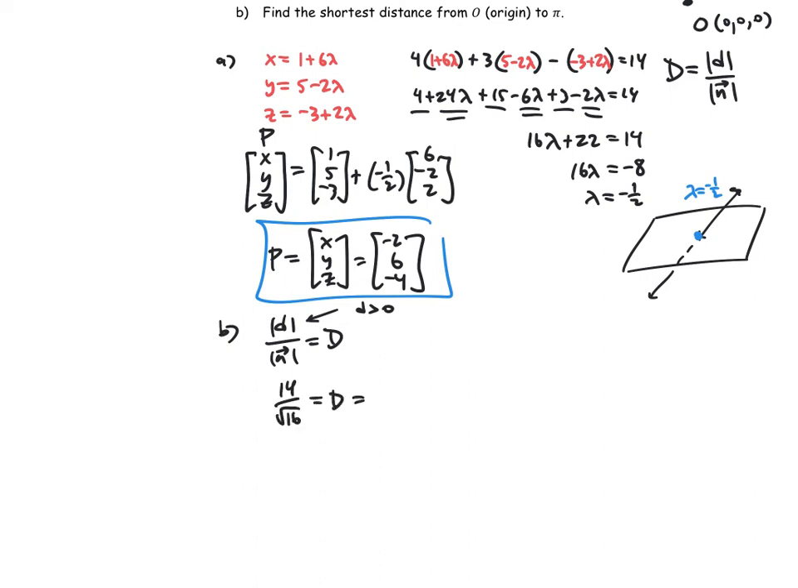That'll equal our distance, which, depending on what form they ask you to put it in, I'm going to put in the form 7 root 26 over, oh gosh, did I really just write a 16 there? Okay, over 13. So either of those two would be acceptable answers. That would be the shortest distance, the shortest distance from the origin to the plane.